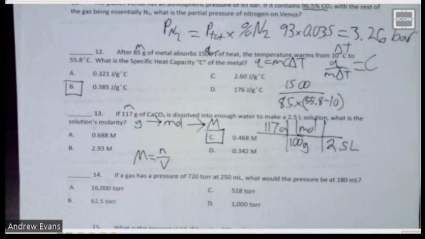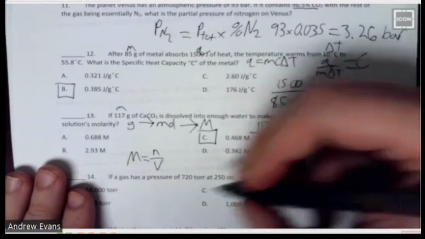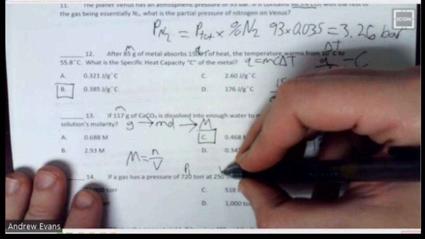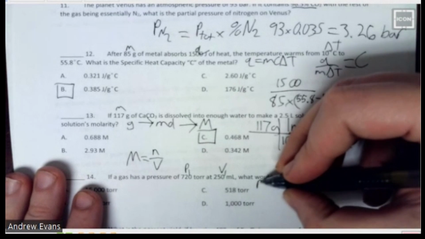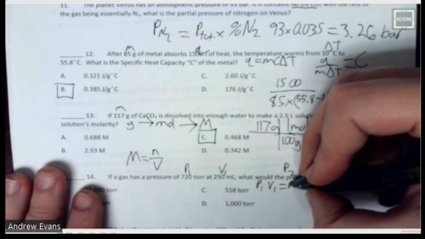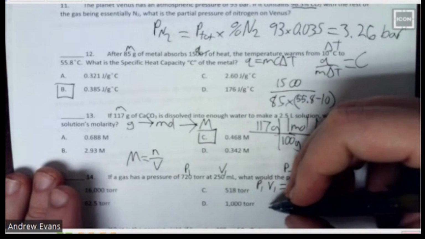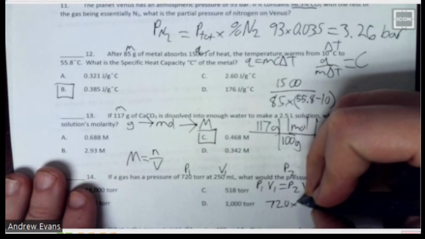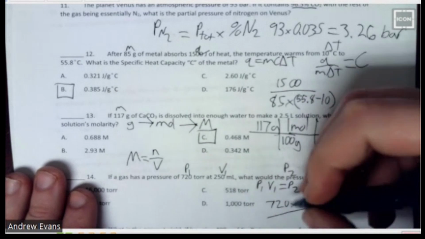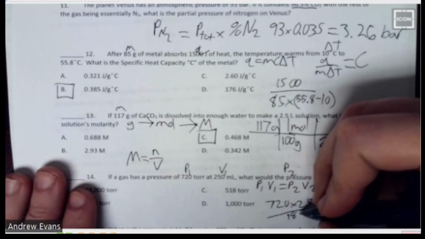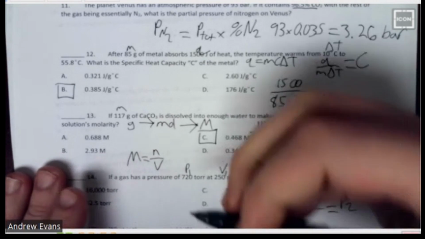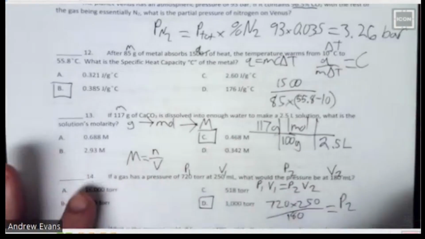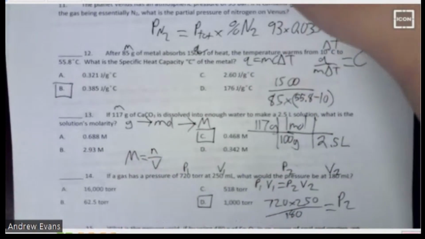If a gas has a pressure of 720 torr at 250, what would be the pressure at 180? Here's a P1, a V1, a V2, and I want to know P2. So P1 V1 equals P2 V2. So 720 times 250 divided by 180 equals my P2. Something like 1,000 torr. Answer D.